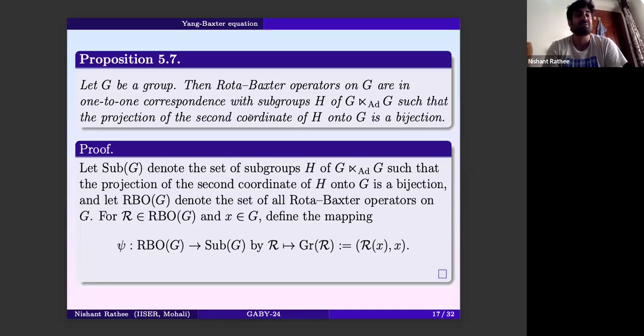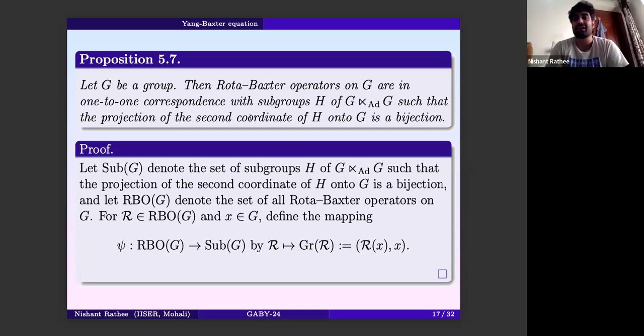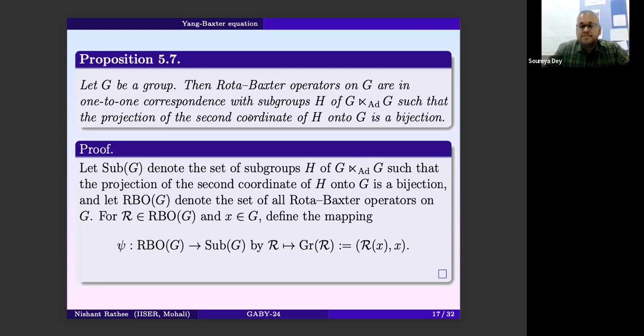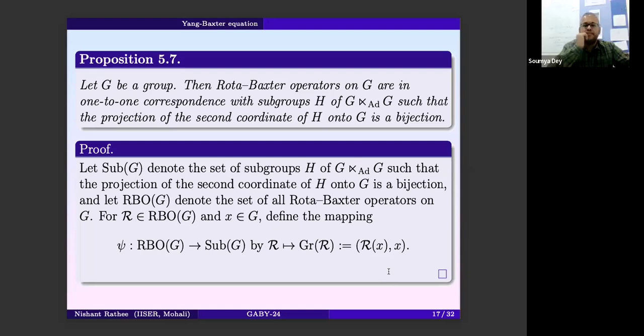But for infinite groups, I don't know. Is there a classification for groups which admit this structure? They are the graph of some Rota-Baxter operator. Suppose you have a Rota-Baxter operator R on G, then you can define the graph by Rx, x. Then these subgroups are exactly the graphs of Rota-Baxter operators. In general, there is no way to characterize this for infinite groups, but for the Heisenberg group, in this talk, we have done it. I see.